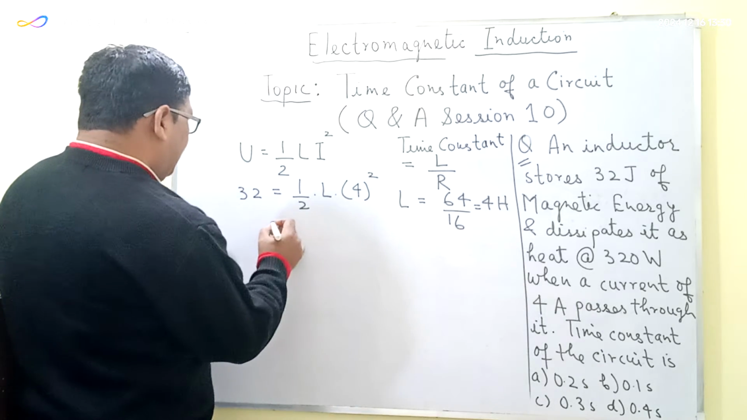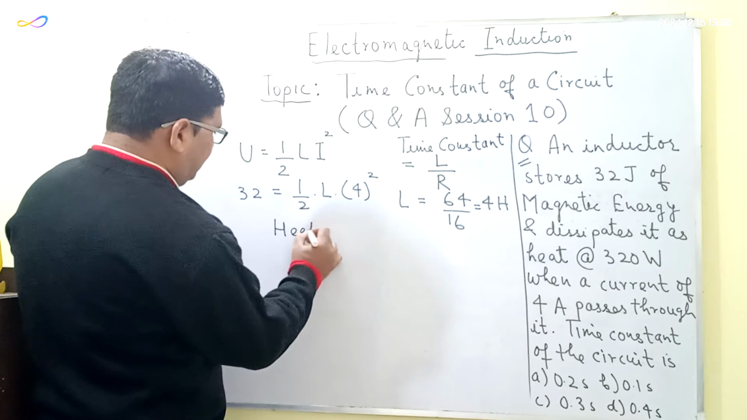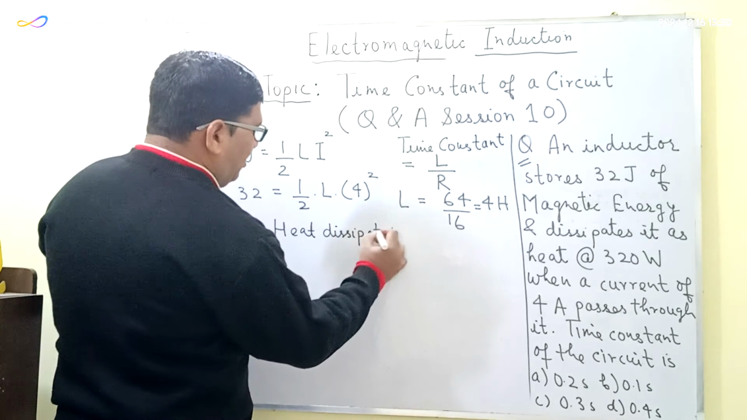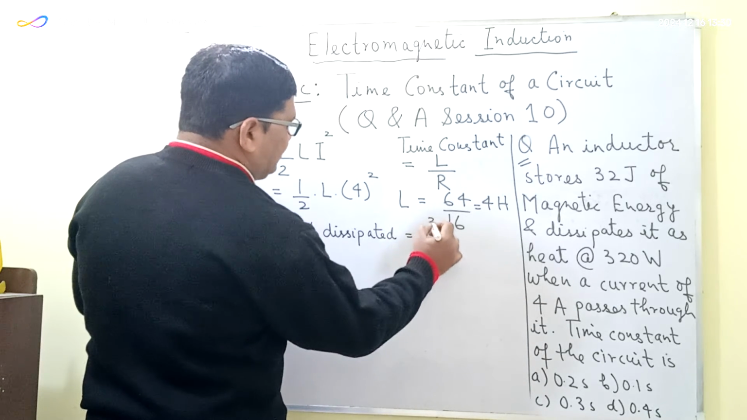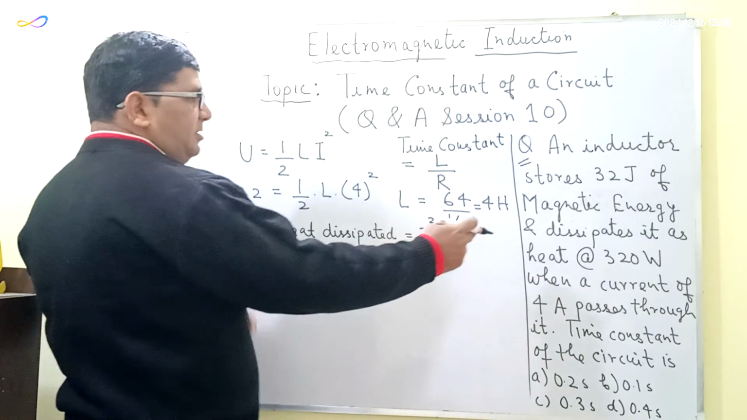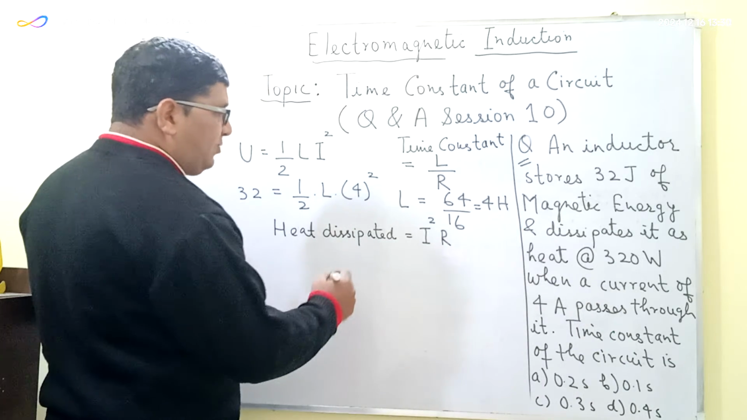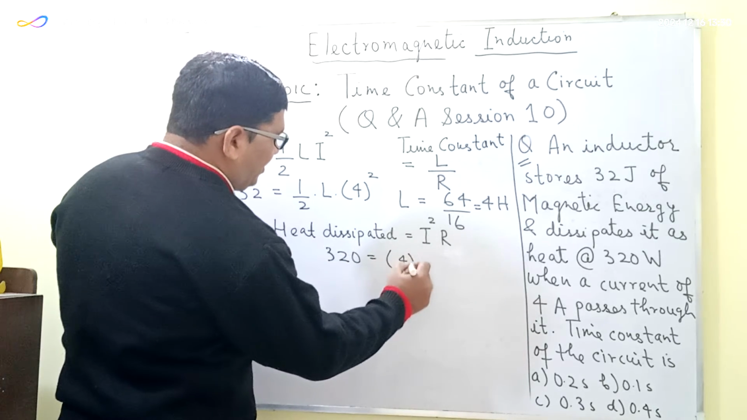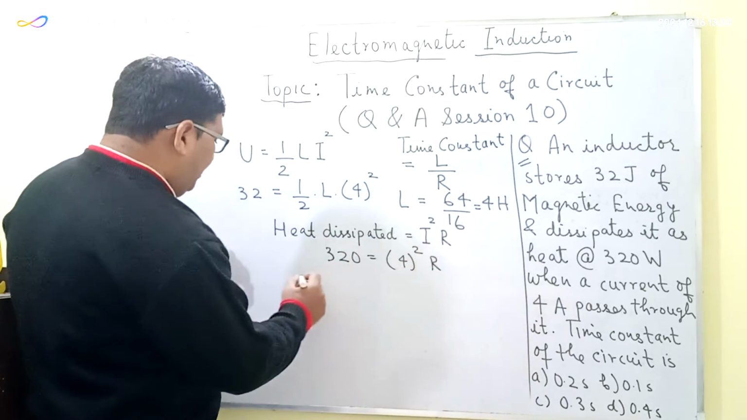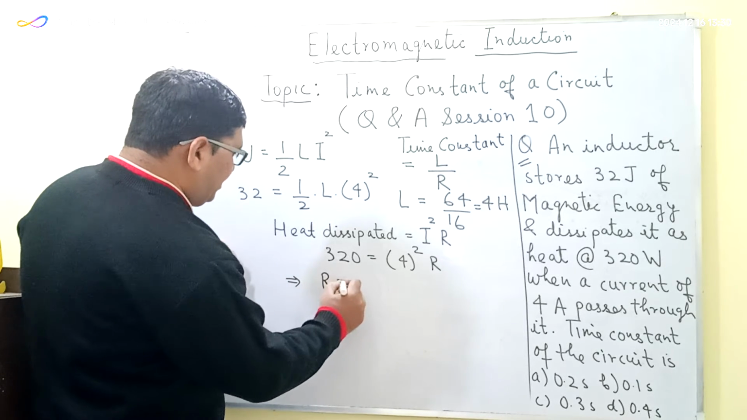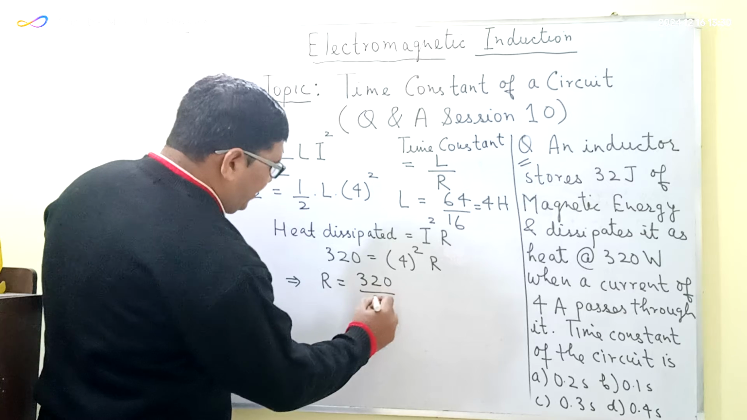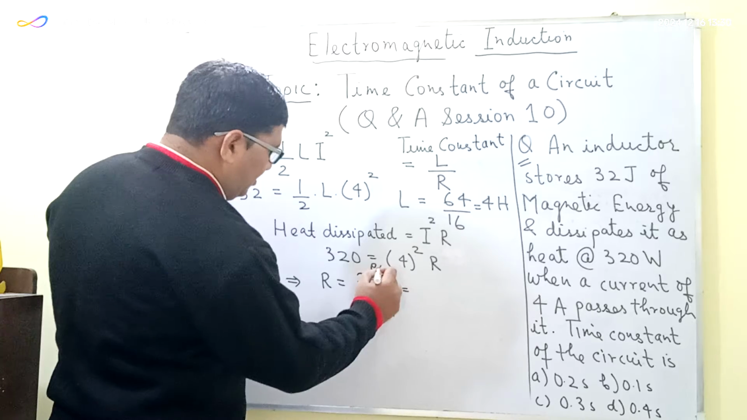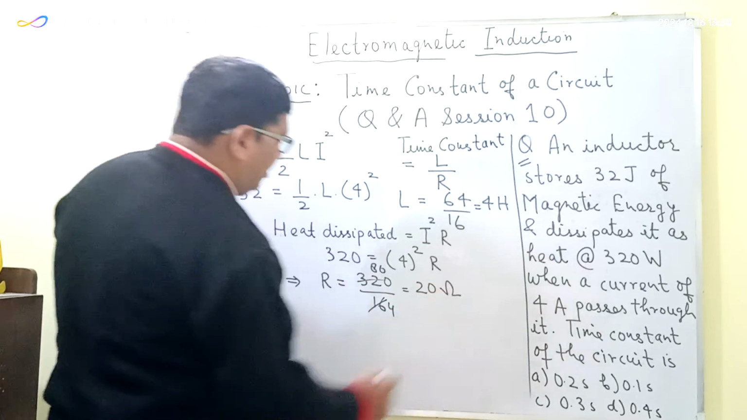Now we know that heat dissipated is equal to I square into R. So here the heat is getting dissipated at the rate of 320 watts. So 320 is equal to I is equal to 4 square into R. So from here the resistance of the inductor will be equal to 320 divided by 16. So this is equal to 20 ohm.